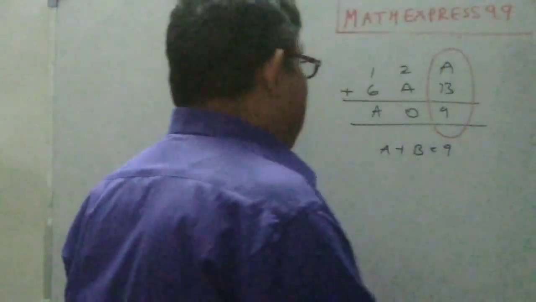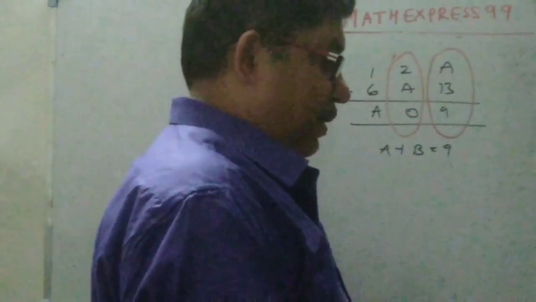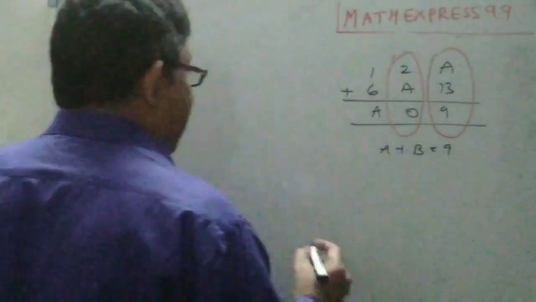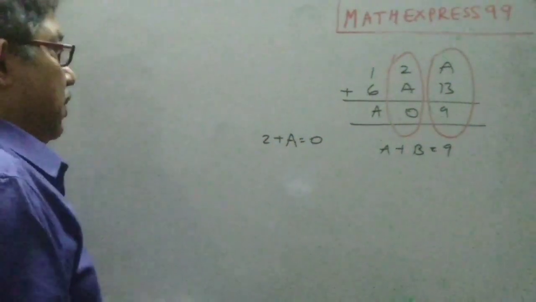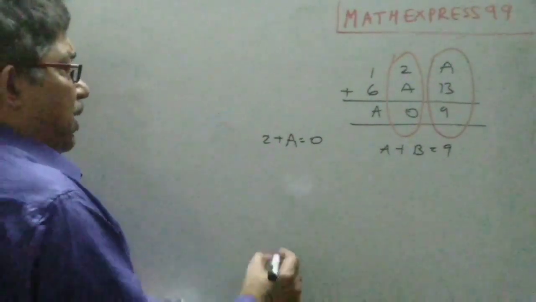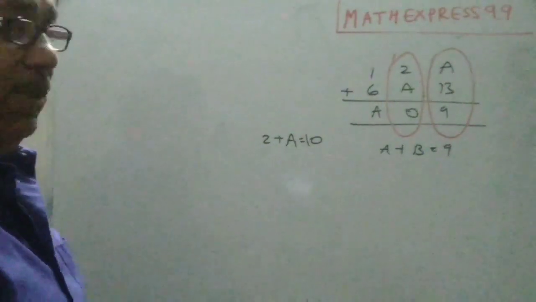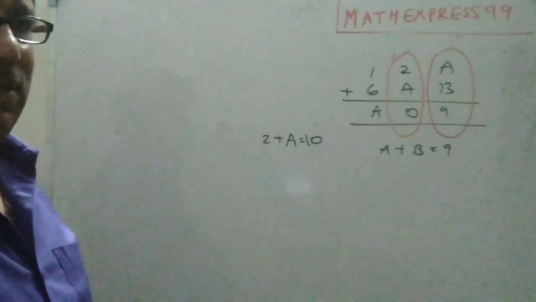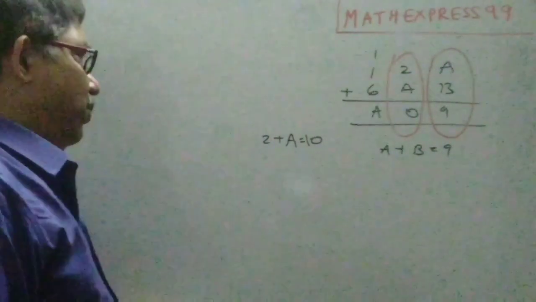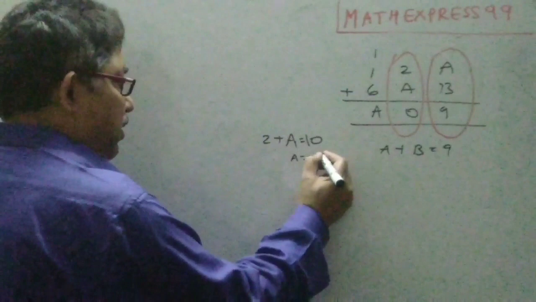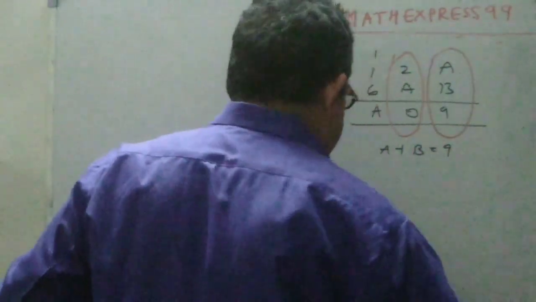Let me come to second step. Second step says 2 plus A is 0. It can't be 0. It has to be what? It has to be 10. Because 2 plus A is 0. How can you get a number less than 2? So 2 plus A is 0 means 2 plus A is actually 10. There is one carryover. So this makes A as what? This gives A as 8.